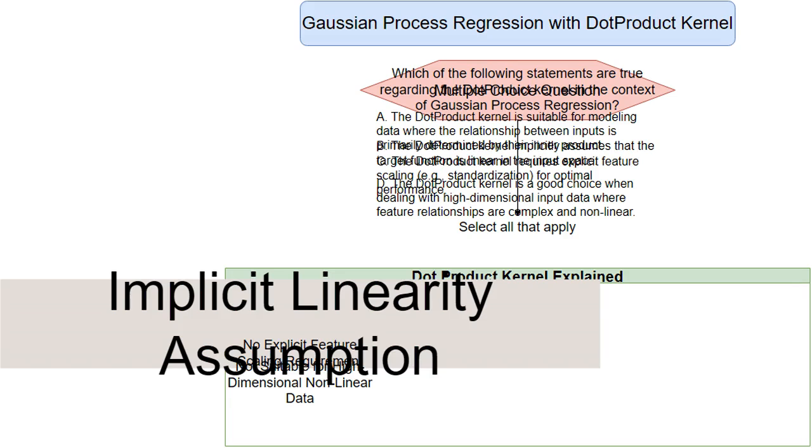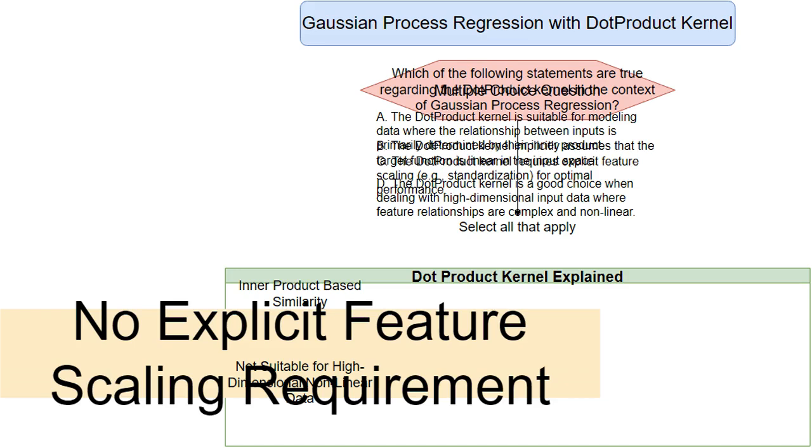That is, the model implicitly assumes that the target value is a linear function of the inputs. It's not explicitly stated, but it's a consequence of how the kernel works. While feature scaling can be beneficial for many machine learning algorithms, it's not absolutely necessary for the DotProduct kernel to work correctly. The kernel's functionality isn't fundamentally dependent on the scale of features.